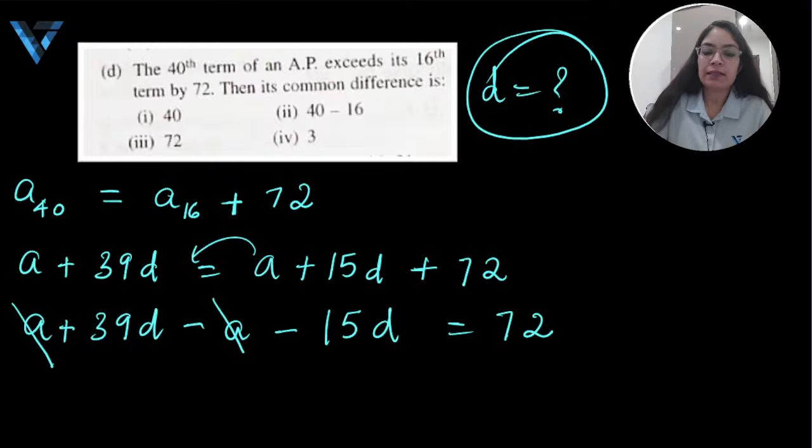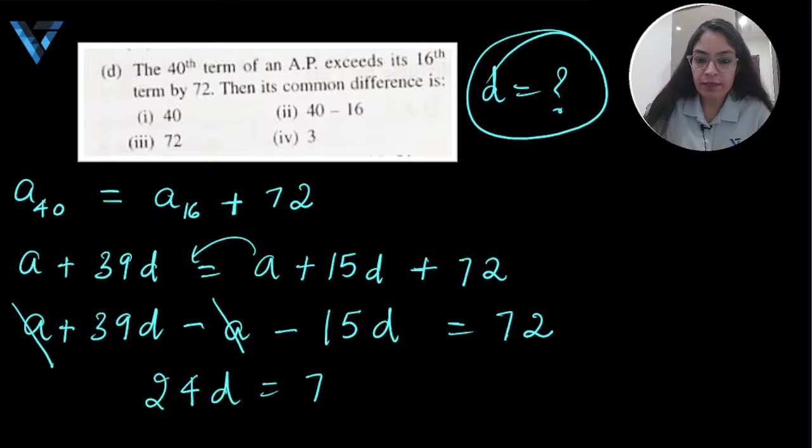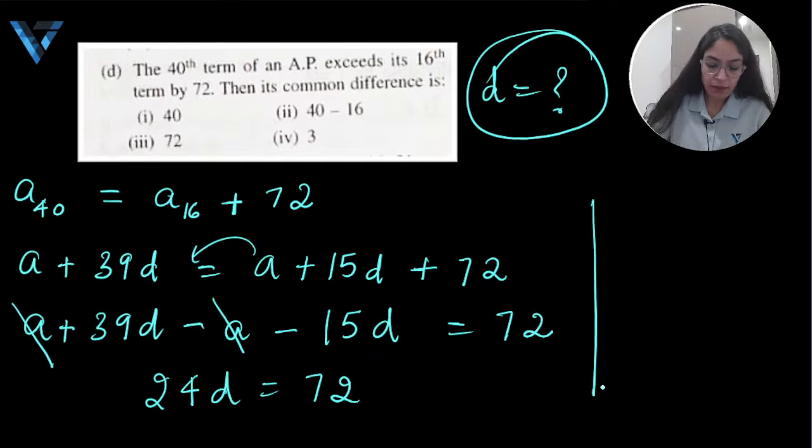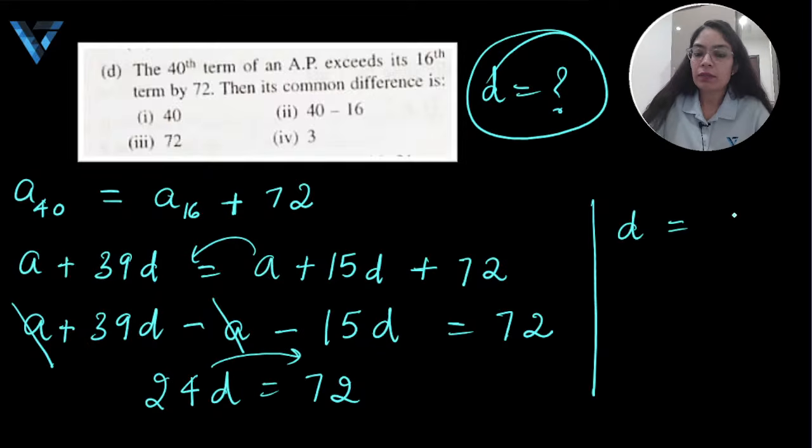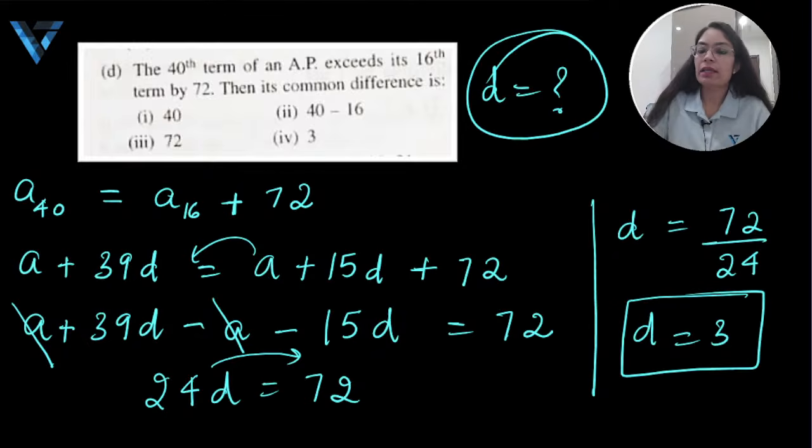So A minus A will get cancelled here. 39 minus 15: 9 minus 5 is 4, 3 minus 1 is 2. So 24D is equal to 72. What will be the value of D? We can shift 24 to the other side. Then D is equal to 72 by 24. So D's value will be 3. D is equal to 3. Fourth option.